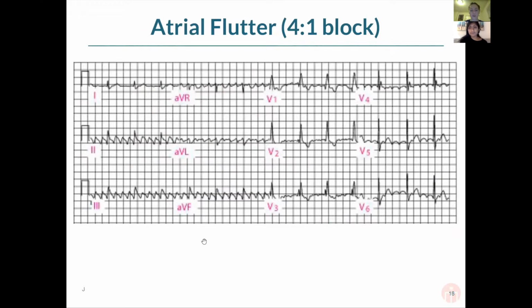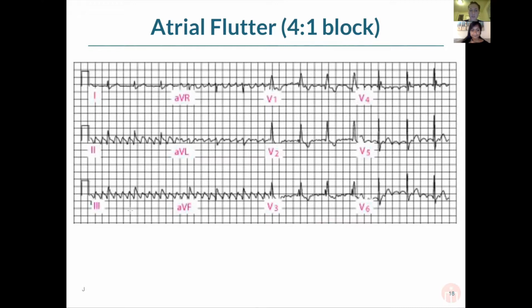And so we had talked about before how there could be a 2-to-1, 3-to-1. It could be more irregular, 4-to-1. In this case, if you honestly look in leads 2, 3, AVF, maybe AVL, maybe AVR is where we see it the best. If you look in some of the other leads, it's a little bit more confusing because you don't see it quite as well, but you really see that classic sawtooth pattern in leads 2, 3, and AVF.